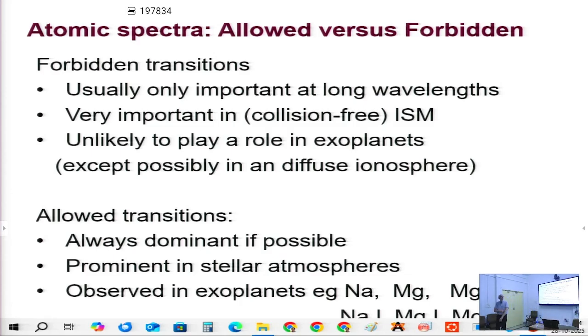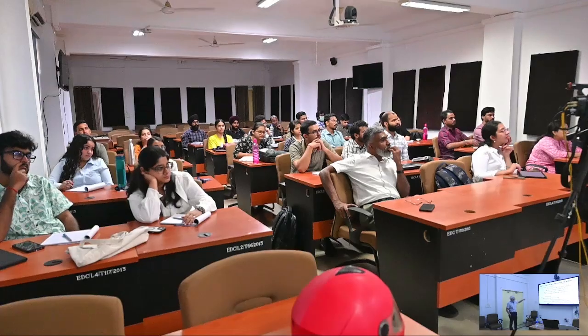So for atomic spectra, you need to consider allowed versus forbidden. Basically, if it's allowed, it will happen in preference to forbidden ones. The forbidden ones are always many orders of magnitude weaker. So forbidden transitions in atoms are usually only important at long wavelengths, because that's the point where you don't have allowed processes. That's not always true. In fact, I think the first forbidden transition I'm going to show you after we have a break will be in helium, and that's at very short wavelengths. So this is a generality, but it's not always true.